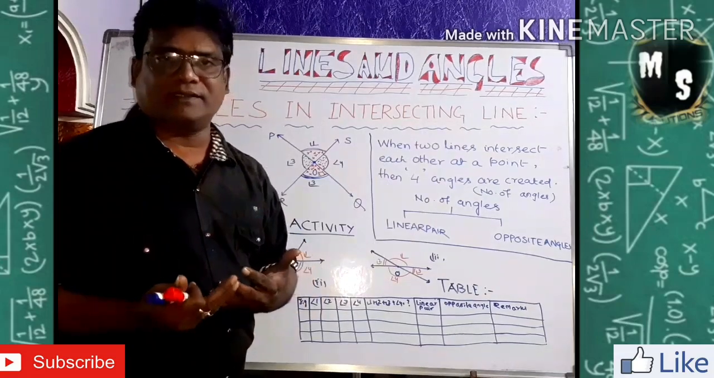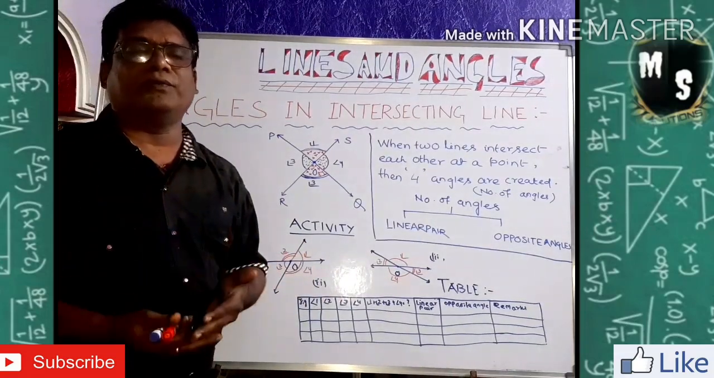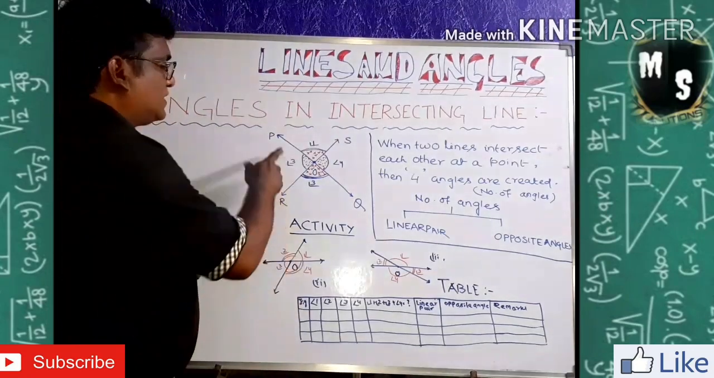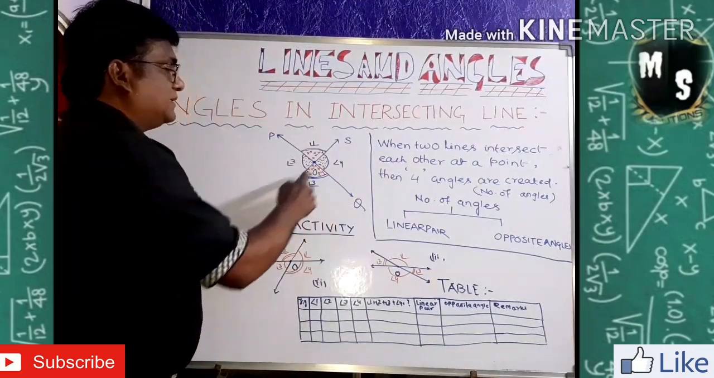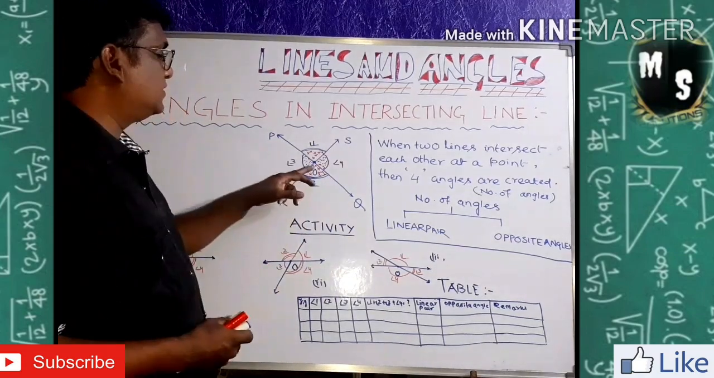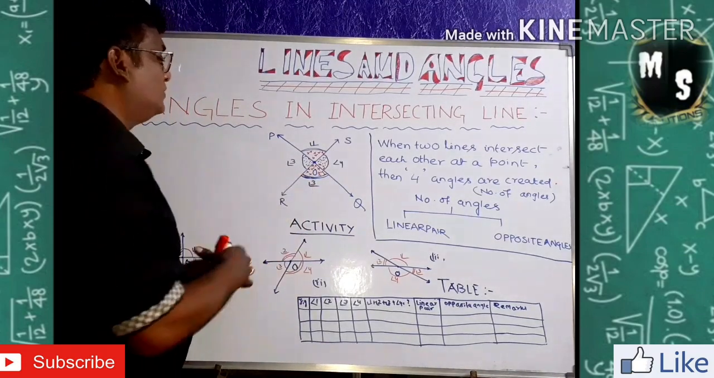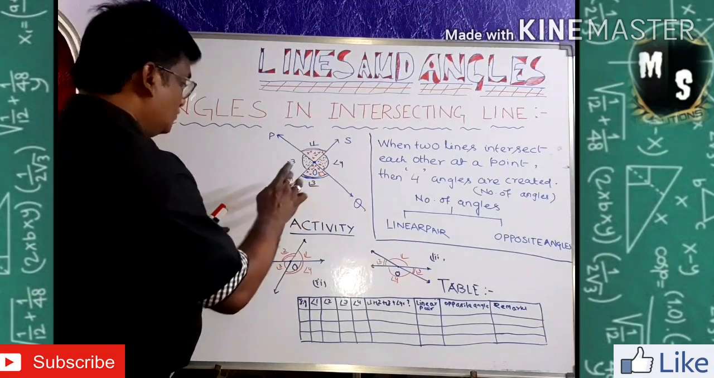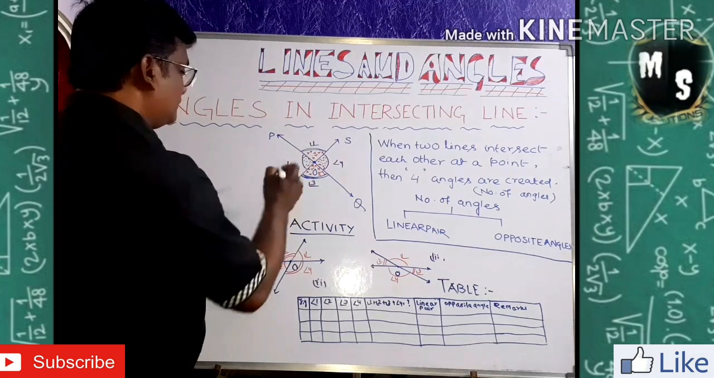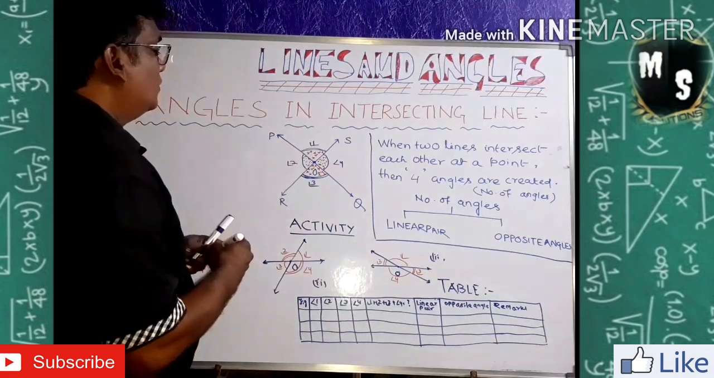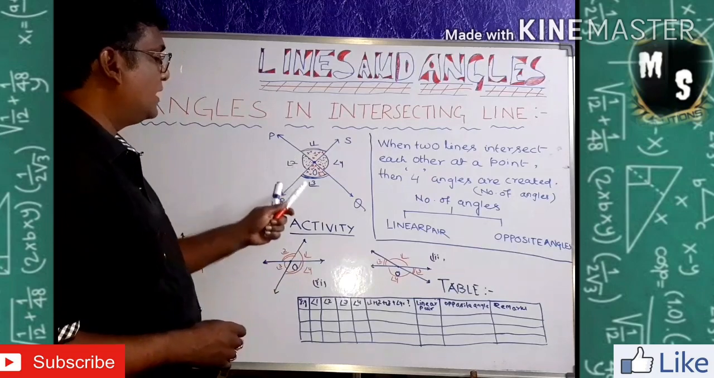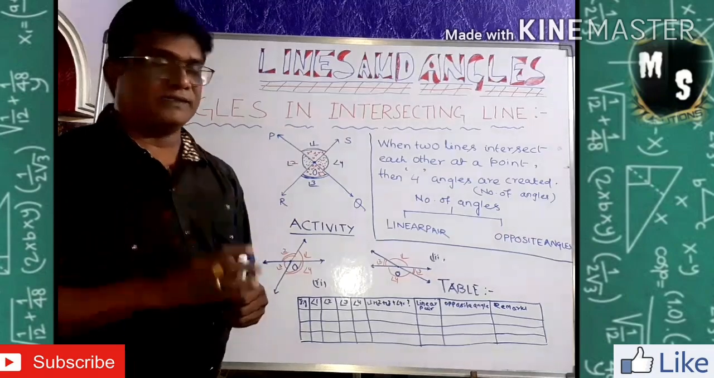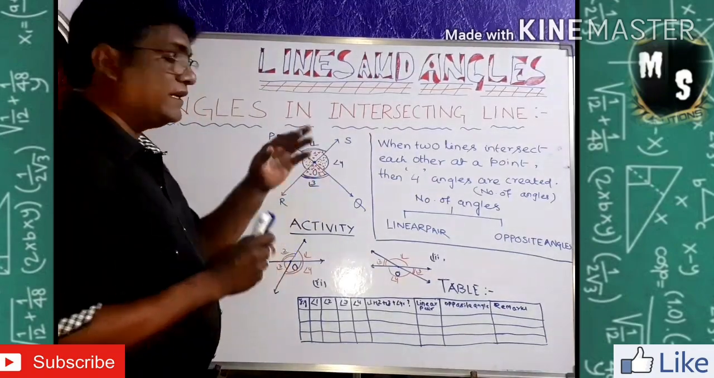How many angles are going to be created by the intersecting of two lines? My first line is PQ and my second line is RS. They are intersecting each other at the point O. So now they have created angle 1, angle 2, angle 3 and angle 4. How many angles did they create? After intersection, they created 4 angles.